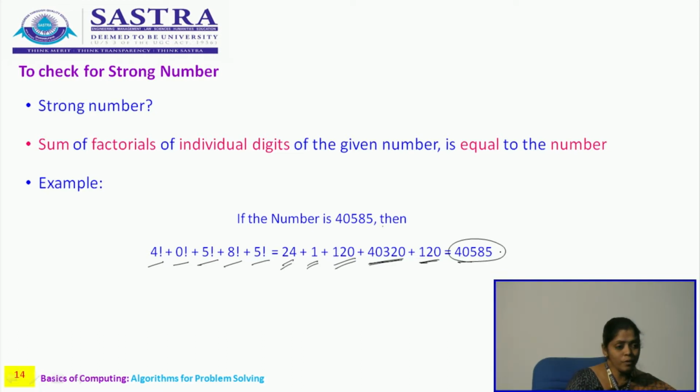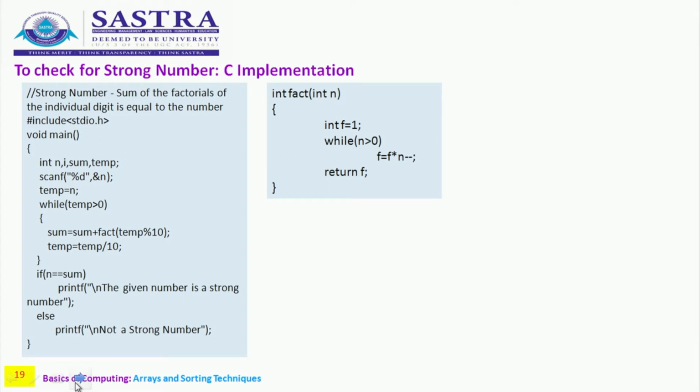So here the problem is that the user will enter a number and we have to identify whether the given number is a strong number or not. In this case we will have two processes. One is to extract the digits separately and calculate the factorial for each digit, and finally add all the values together and compare the sum with the original number. So this is a C implementation for checking whether a number is a strong number or not.